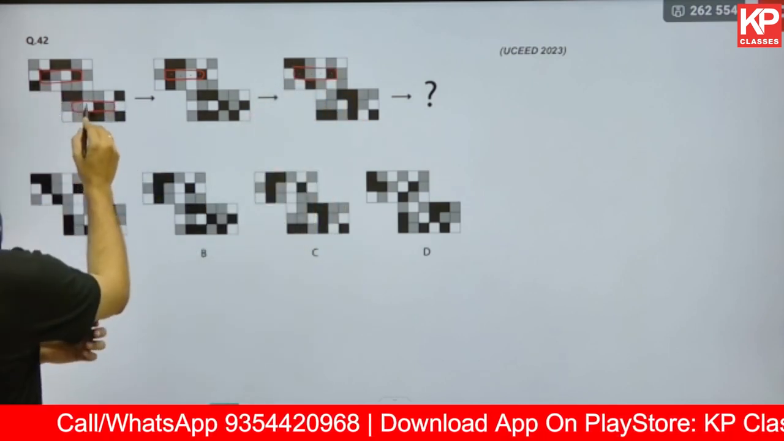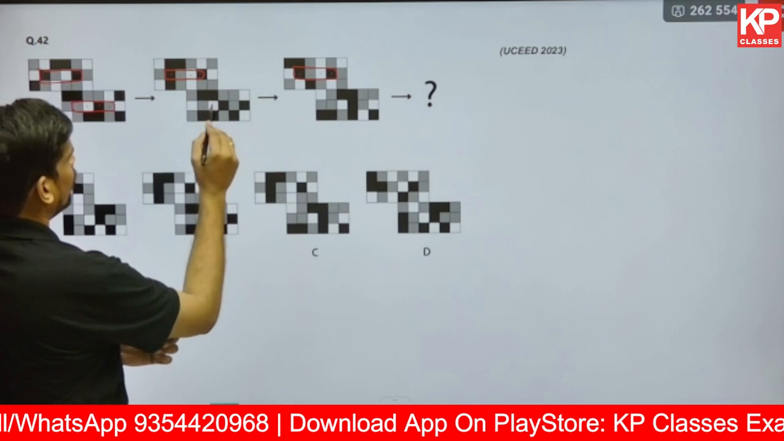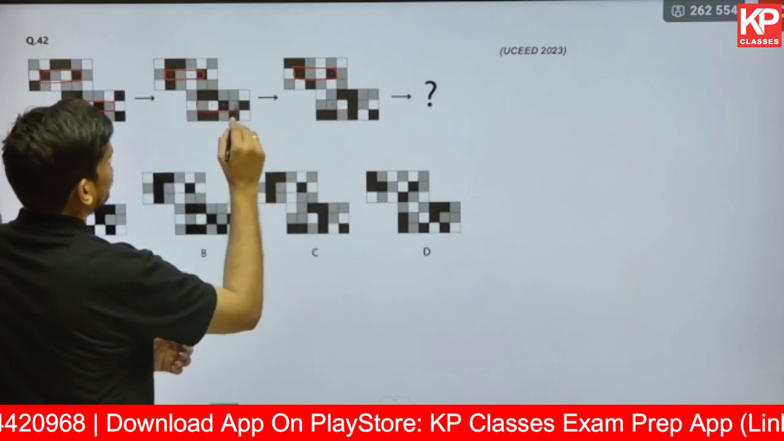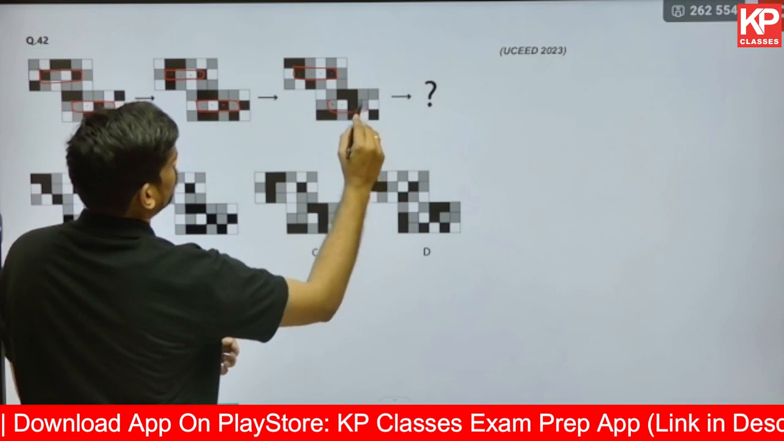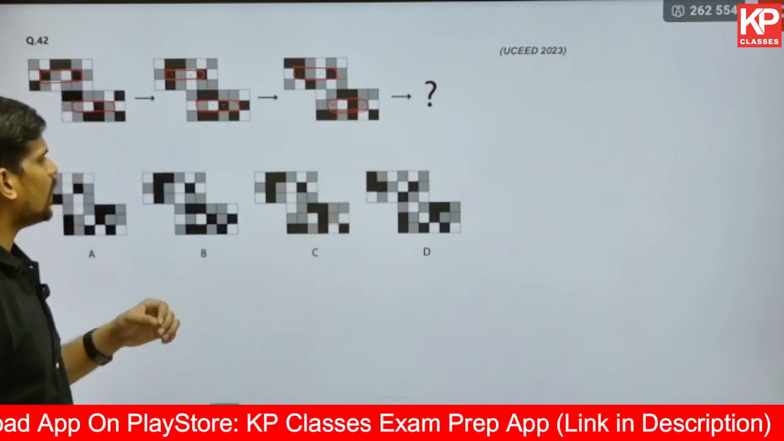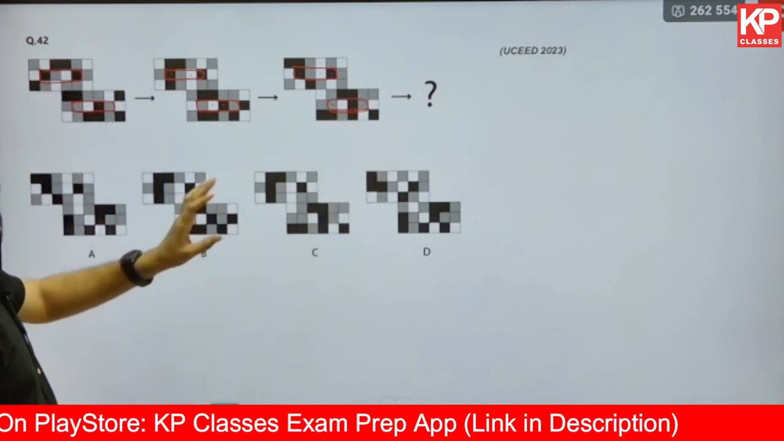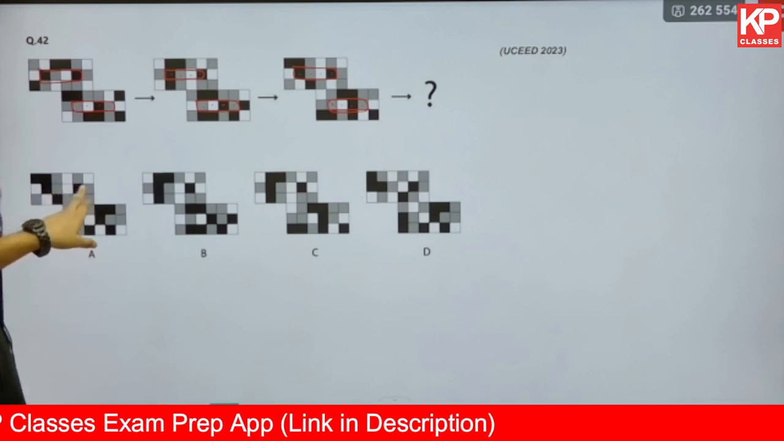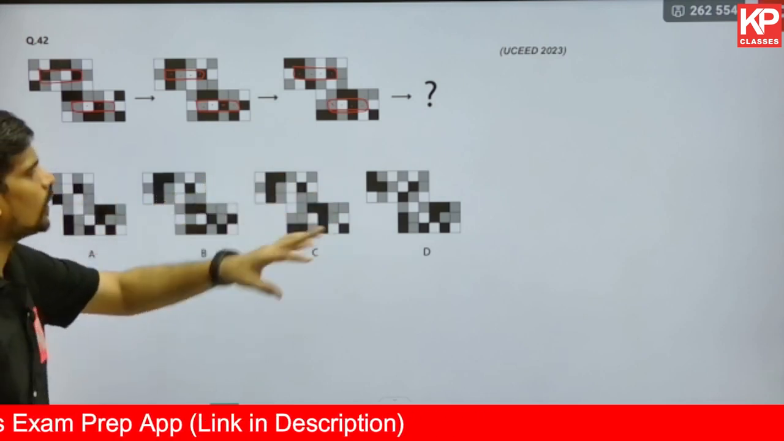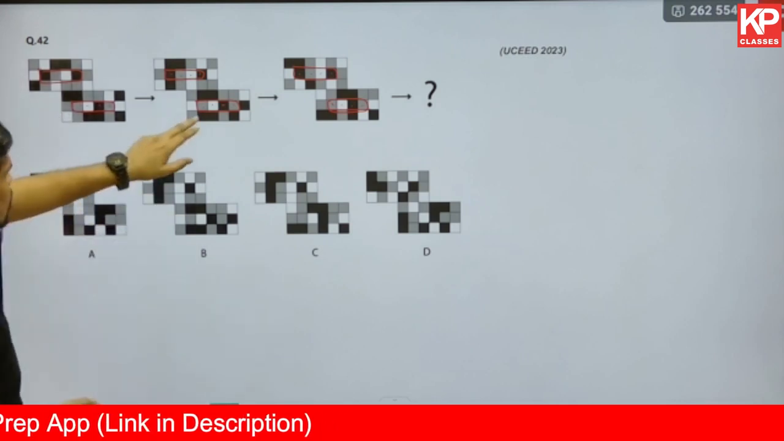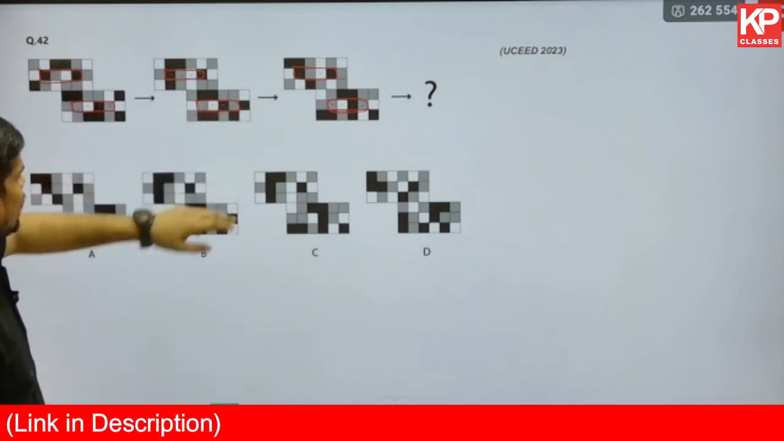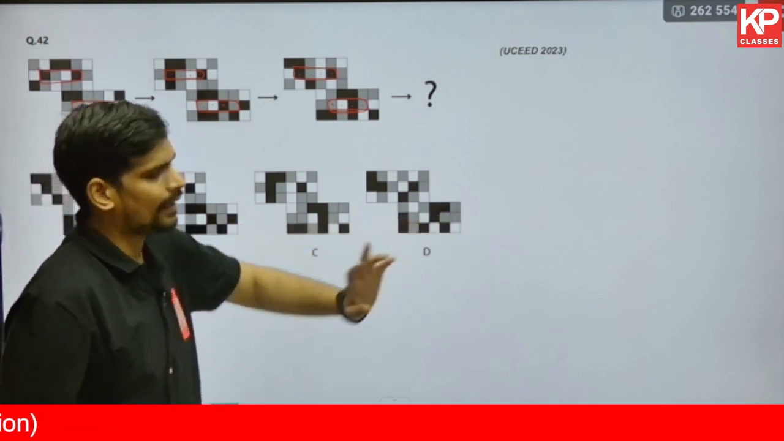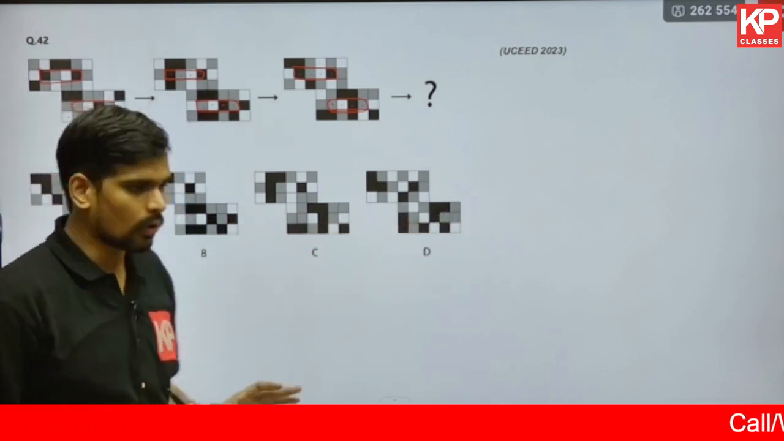Here, gray, white, black, gray, gray, white, black, gray. So these 4 boxes are the same in all the 3. So even in my answer figure, the 4 boxes have to be the same. Black, gray, white, black. So all the options meet this rule in fact. These 4 also, gray, white, black, gray, and so on. So these 4 are the same in all the 4 options.